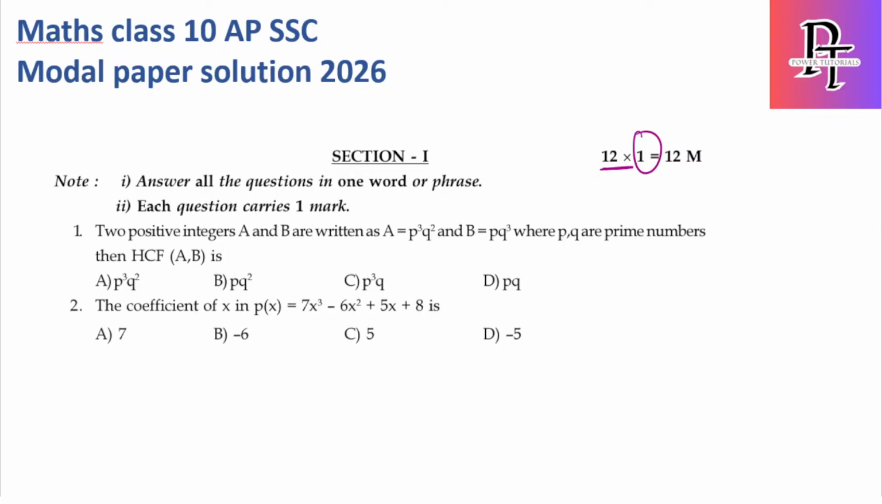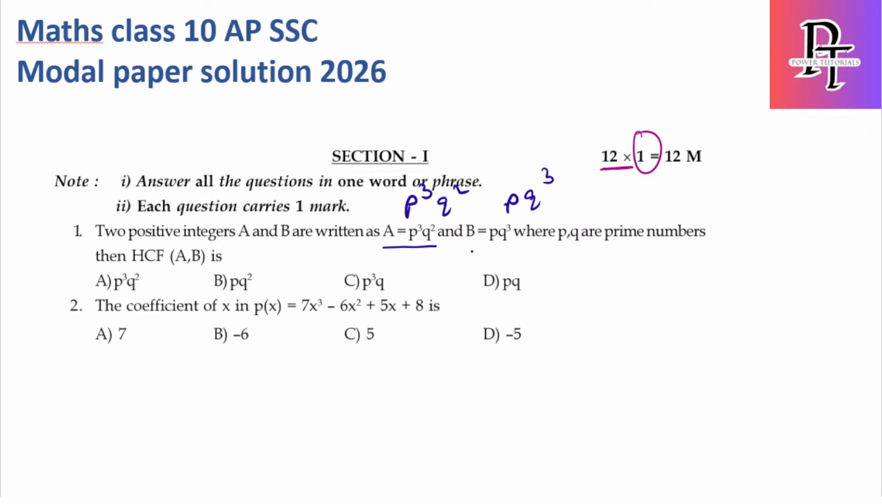Two positive integers a and b are written as a is equal to p cube q square and b is p q cube, where p and q are prime numbers. Find the HCF. This is the exact question from the textbook.